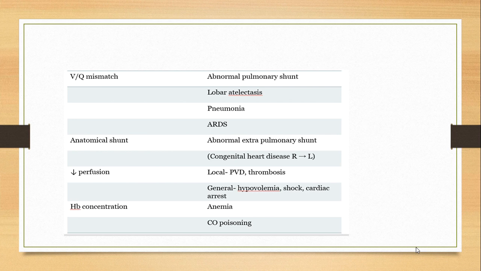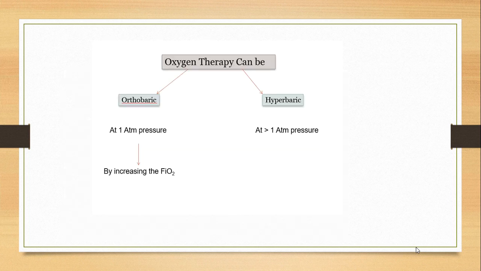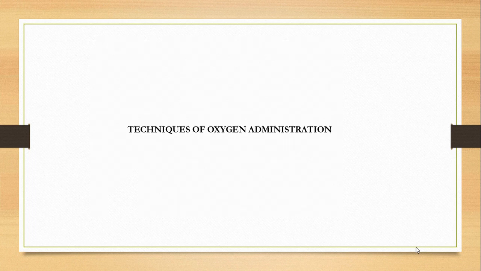There is an anatomical shunt, left to right, decreased perfusion because of some peripheral vascular diseases, or a decrease in the hemoglobin concentration because of some anemia or histotoxic anemias because of some poisonings. Oxygen therapy can be divided into normobaric and hyperbaric.